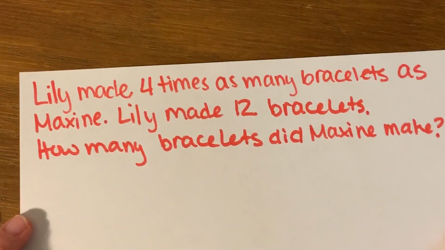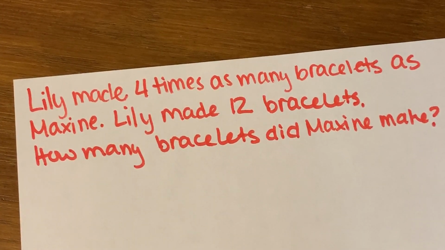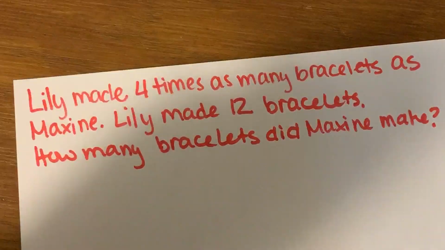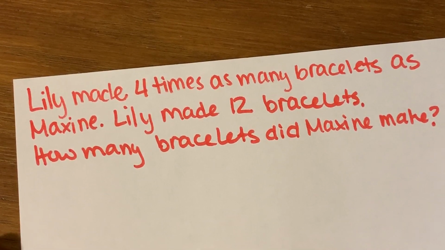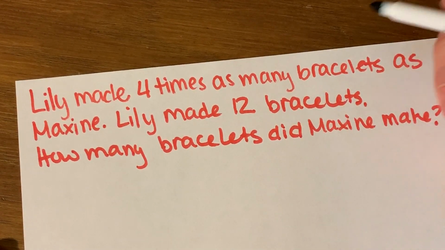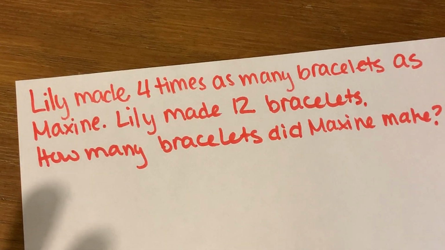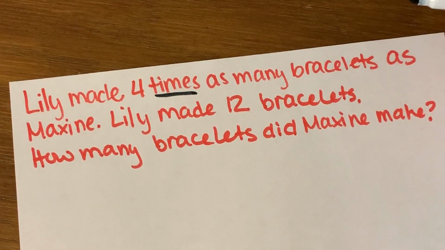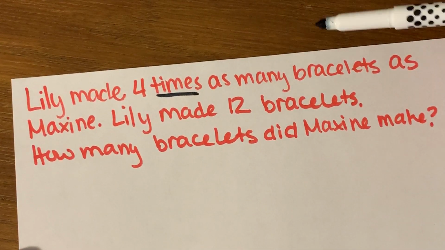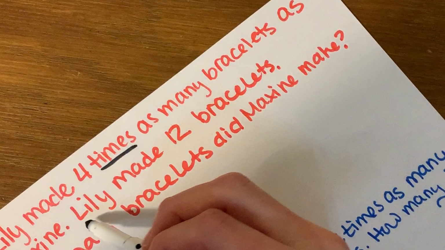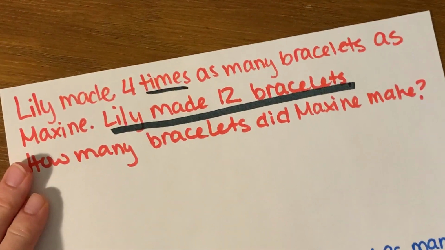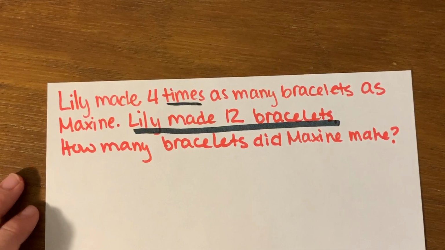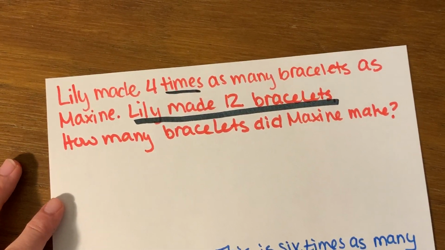So here is the first one we're going to do. Lily made 4 times as many bracelets as Maxine. Lily made 12 bracelets. So how many bracelets did Maxine make? Okay, so the first thing I want to point out is figuring out what we're going to use here. Is this an additive comparison or a multiplicative comparison? Lily made 4 times. I'm seeing that word times, so that means we're going to be using multiplication. 4 times as many bracelets as Maxine. We know that Lily made 12 bracelets, okay? So now our job is to figure out how many bracelets that Maxine made.